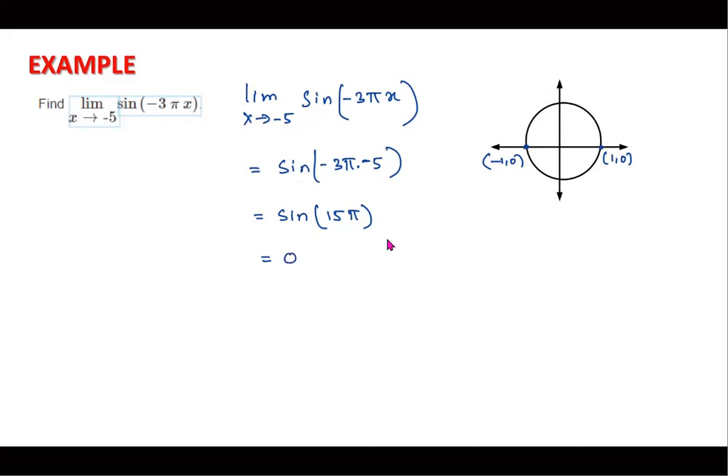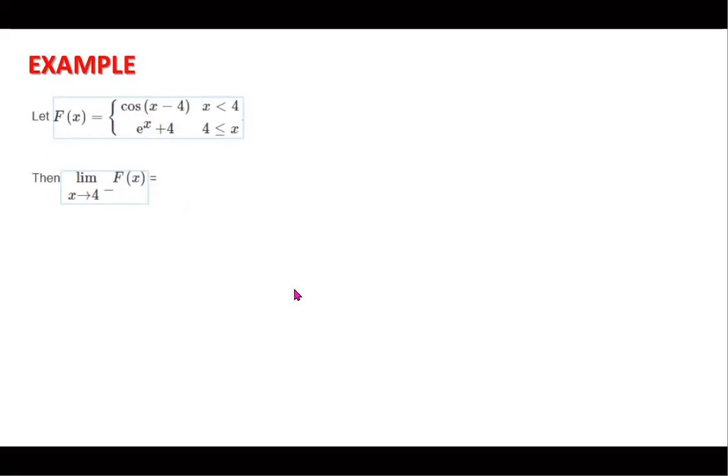So it is very simple. All you need to do is plug the given x value into the function, and then use the unit circle to evaluate the trig function. So in this one, the value of the limit is 0. Okay, that is our third example. Let's move on to the fourth example. Example 4.